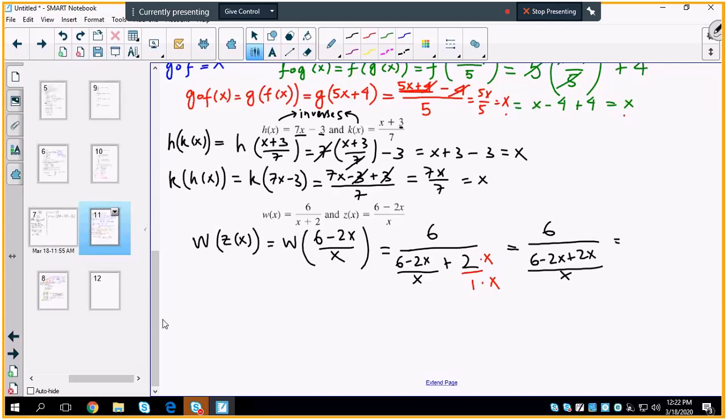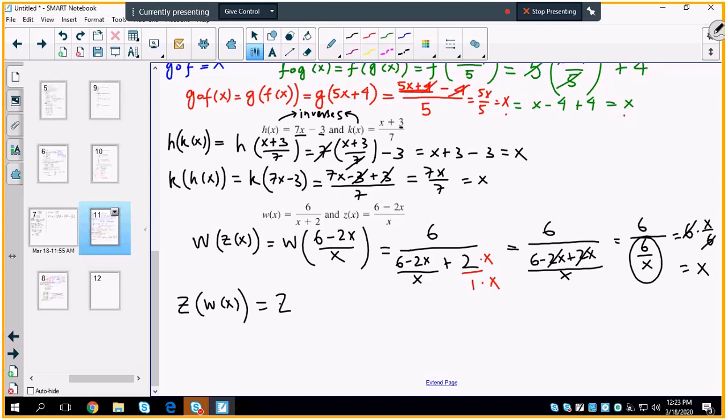So I get 6 over, see these 2x's canceled. You got 6 over x. Dividing by a fraction means multiplying by the reciprocal of the fraction. So 6 times x over 6. I can cancel the two 6's and I will get x. So w compose z of x is x. How about z compose w of x?